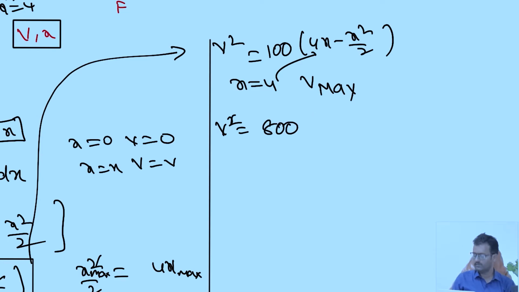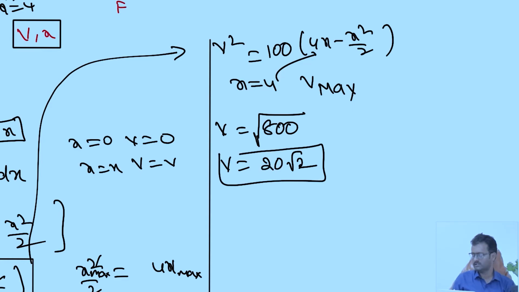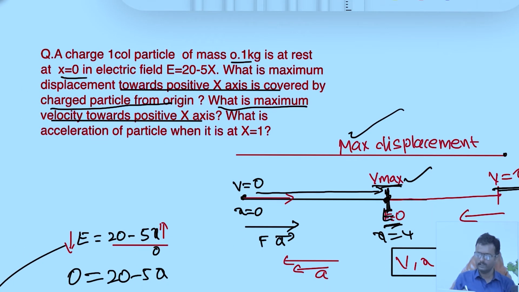So bring the square to this side, it becomes a root. So v is equal to root 800, that is 10 root 8. Root 8 is nothing but 2 root 2. 10 into 2, that is 20. 20 root 2. So this is v maximum, 20 root 2.